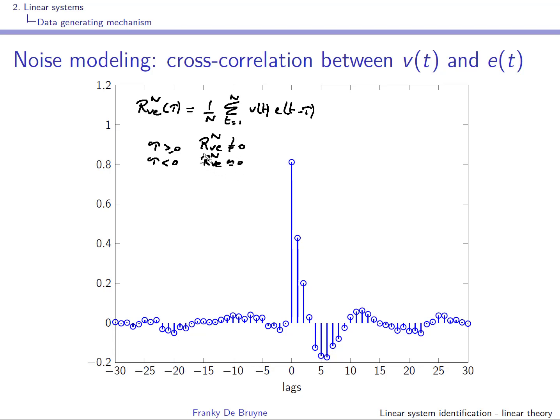It's approximately because we are using a data set with N values over here. So what you see here is that you have kind of a reversal with respect to the previous situation. So you can write that r_ve of tau based on N data is equal to r_ev of minus tau based on N data.